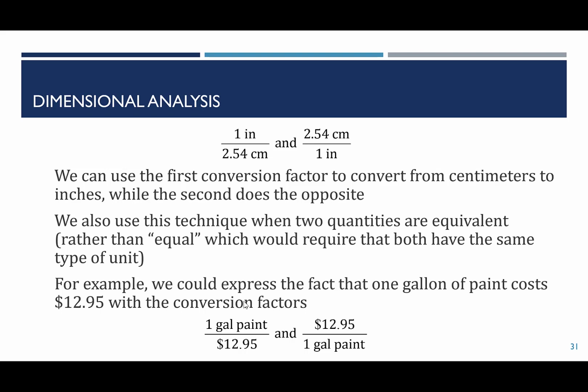Now, we can also use, as I said, the technique when things are equivalent. So I used a second ago speed as a possibility, miles per hour. We could also use this, for example, in cost per unit item. So we could say that 1 gallon of paint costs $12.95. Now, a gallon of paint is not the same thing as $12.95. However, expending $12.95 is equivalent to getting 1 gallon of paint. That's all we're saying. So we can use that in exactly the same technique: 1 gallon of paint for $12.95 or $12.95 spent for 1 gallon of paint.